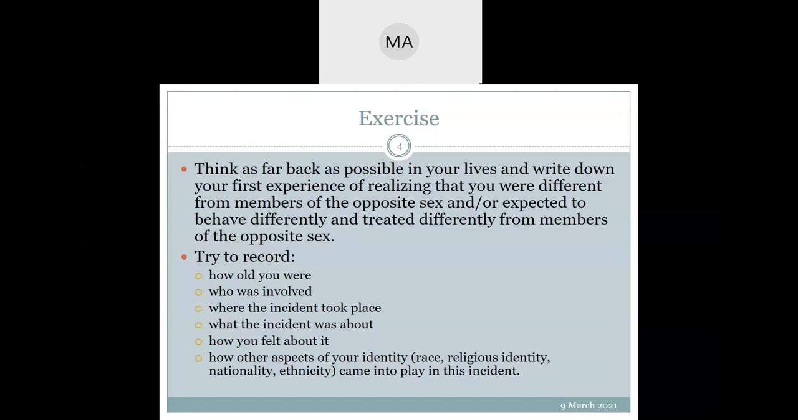Anyone? So everyone is happy to be differently given a responsibility and a role in the community as a male and a woman? No.